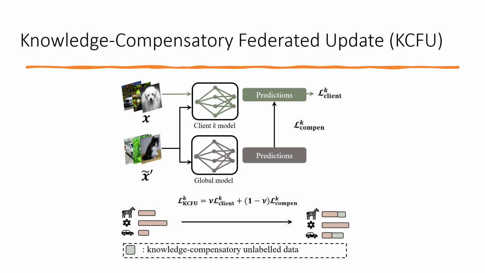To tackle this issue head-on, we've devised a compensation loss mechanism. It facilitates knowledge distillation from the global model to individual clients using unlabeled data. This process helps bridge the knowledge gaps on weak classes that clients may encounter.